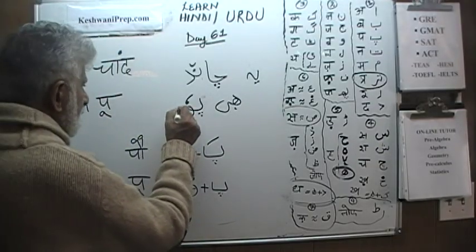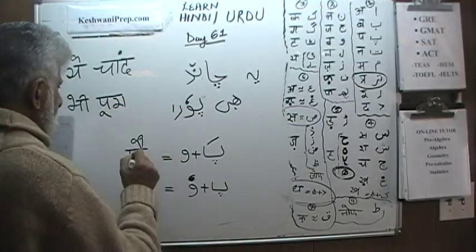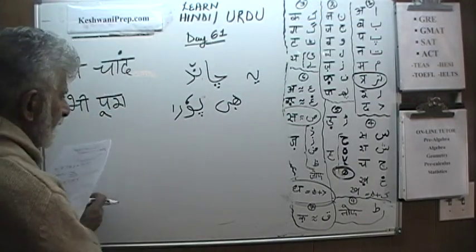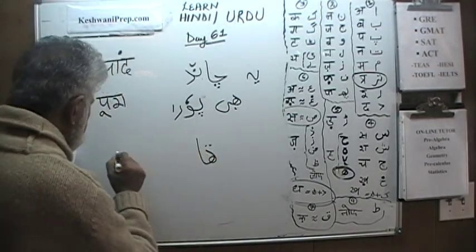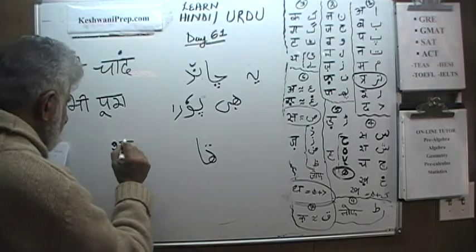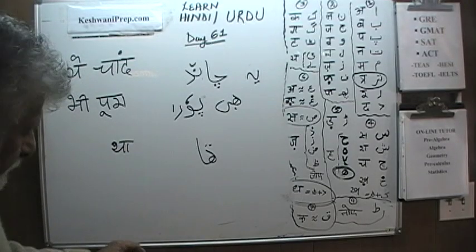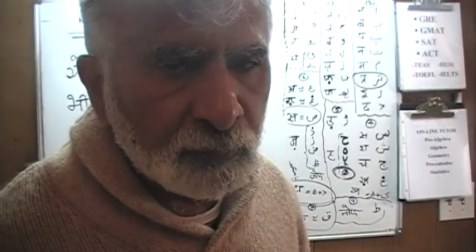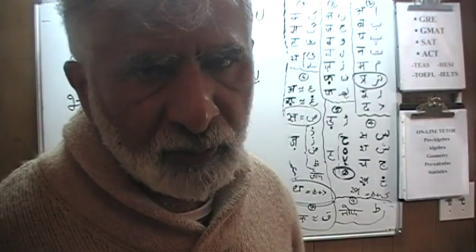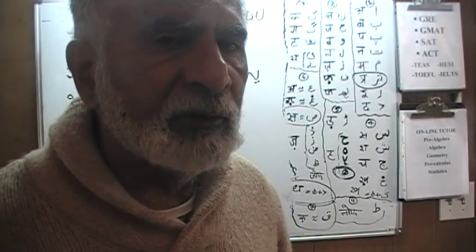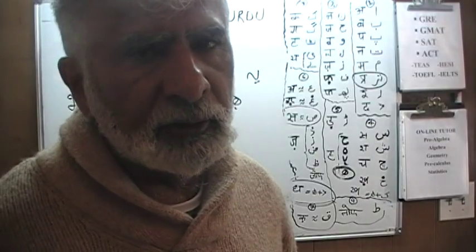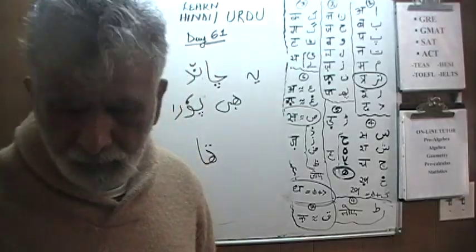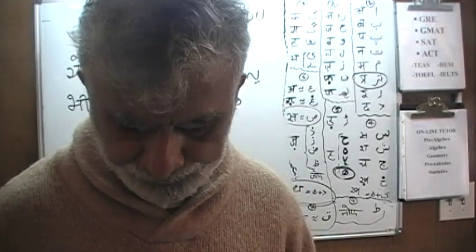Ye chand bhi pura tha. You know what pura means? Pura means complete. Now when he says the moon was complete, that's just a poetic way of saying that it was a full moon night.